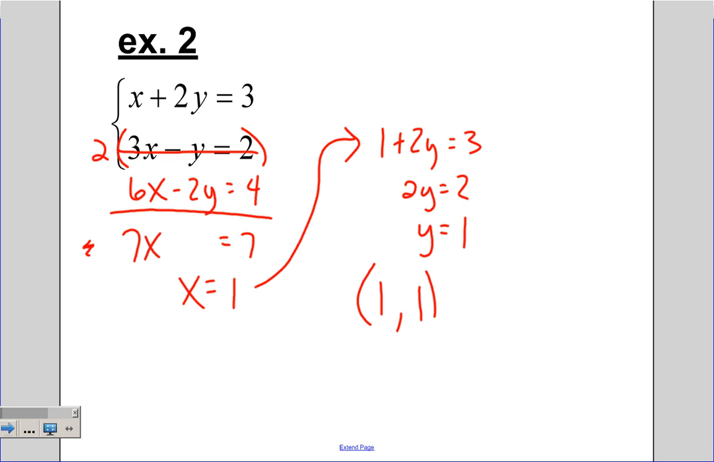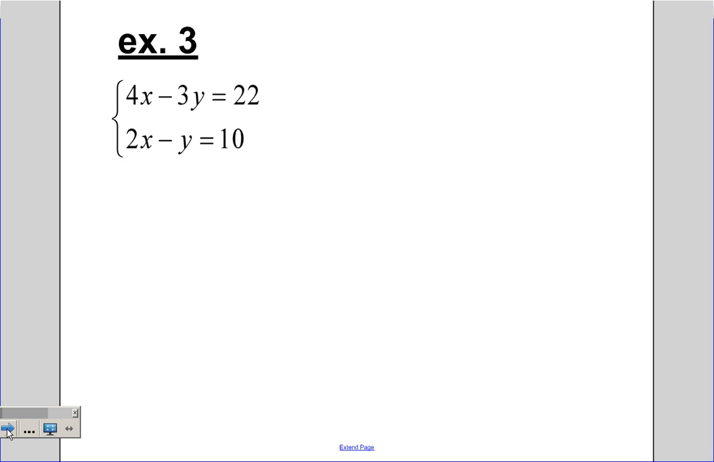I'll check it real quick. I've already done the top one, so for the bottom one, I'm going to have 3 times 1 is 3, minus 1 is 2, and that is correct as well. So I'm off on a roll. Example 3, go ahead and pause this and try this on your own.